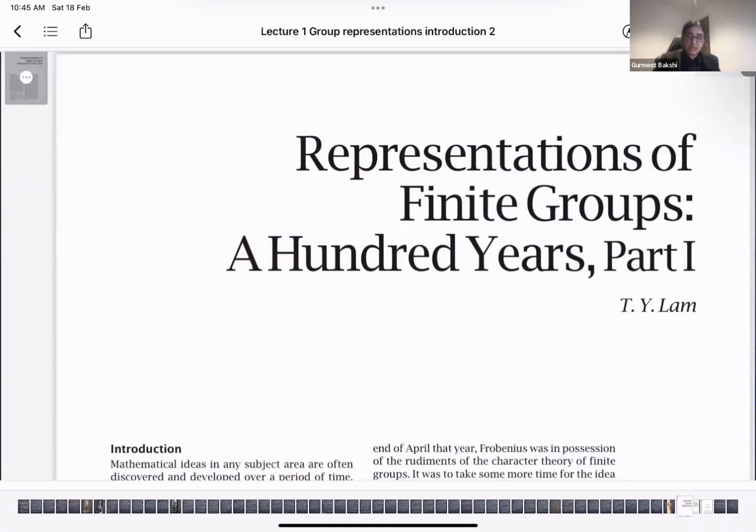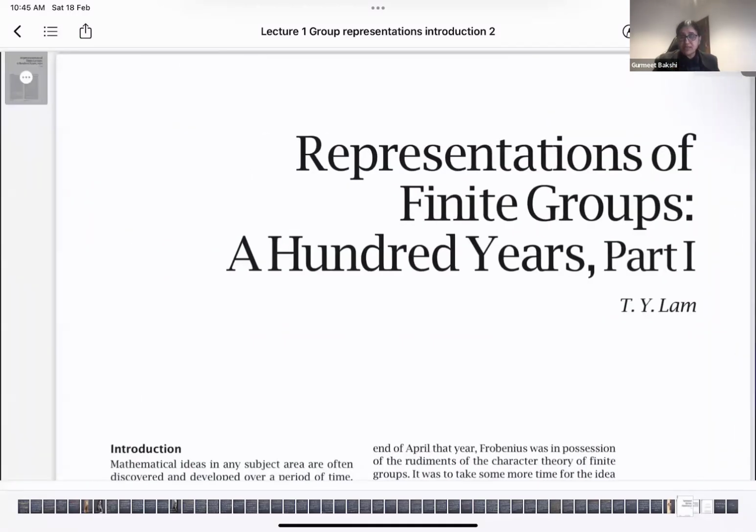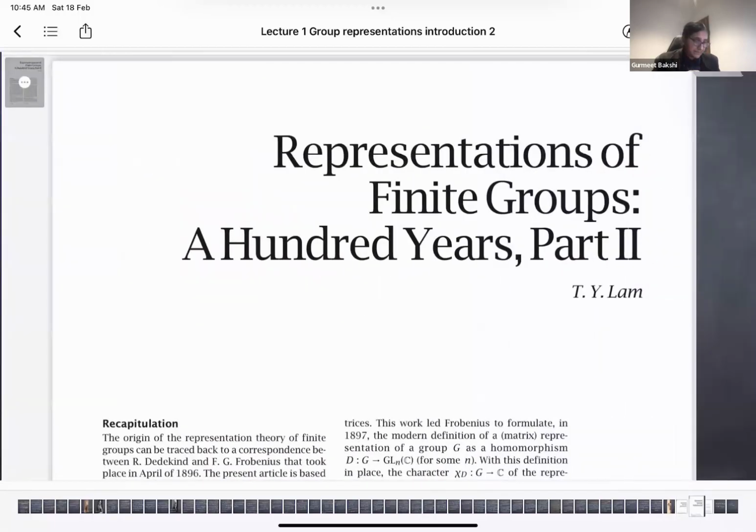And these are also important papers in the Notices of the American Mathematical Society. If you want to read, Representations of Finite Groups, 100 Years, Part 1, this is by T.Y. Lam. You just do a Google search, it's freely available, so you will get the PDF. Otherwise, it's in the Notices of the AMS, American Mathematical Society. And then the same paper by Lam, Part 2. Actually, Part 1 is on Frobenius, and Part 2 is on Burnside.